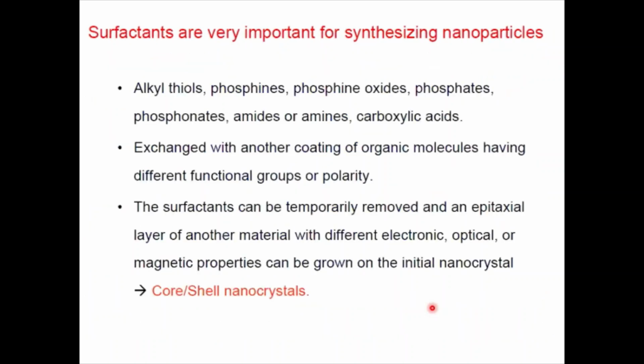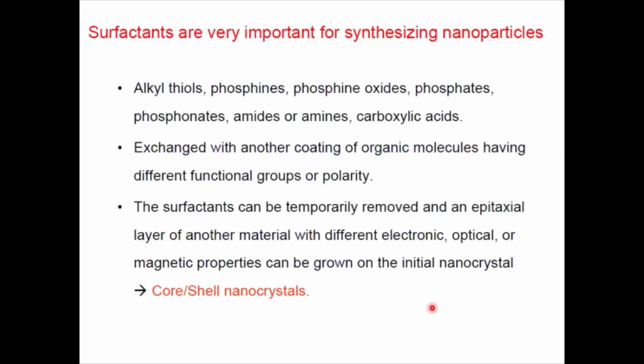Mainly alkyl thiols, phosphines, phosphine oxides, phosphates, phosphonates, amides, amines, carboxylic acids. These are all the things which are used as surfactants. These surfactants are exchanged with another coating of organic molecules when you want to have different polarity or different functional goals. These surfactants can be temporarily or easily removed when you want to have an epitaxial layer of another material of different electronic or optical magnetic properties.